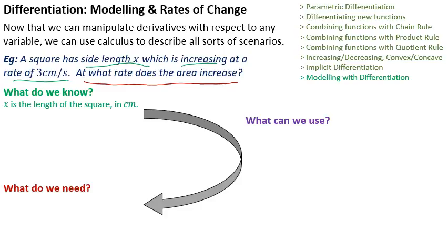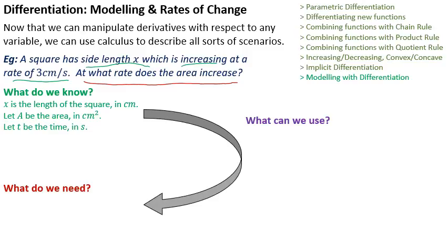Now we've got x that was given in the question, but it asks about the area, so it makes sense to also define a variable to be the area. We'll use capital A, that's going to be the area of the square, and that will of course be in square centimeters if x is in centimeters. That'll make life a bit simpler.